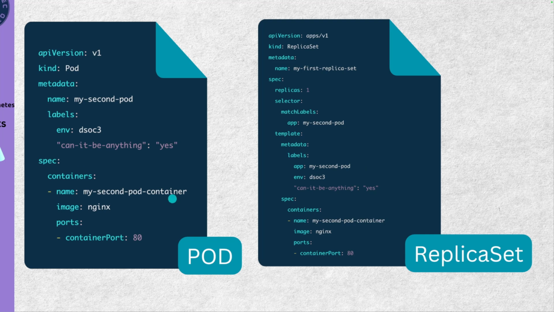Yes, if we see the specification, the template also has its own specification: containers, my second pod container, image nginx, port, and container. Everything is the same. So everything whatever is over here in metadata, just remove this API version v1 and kind pod and put it as is under the template.